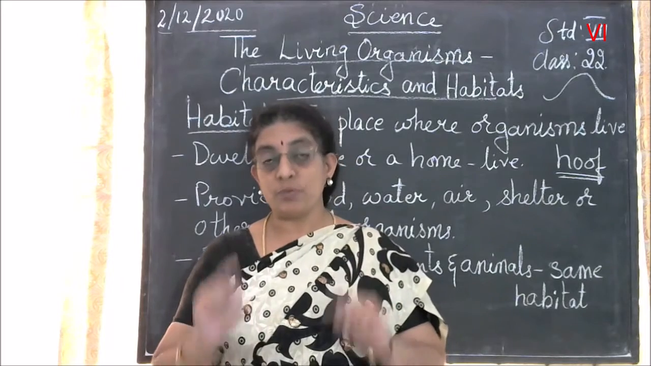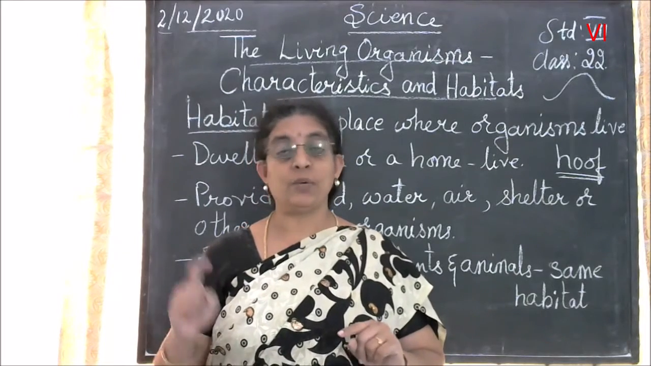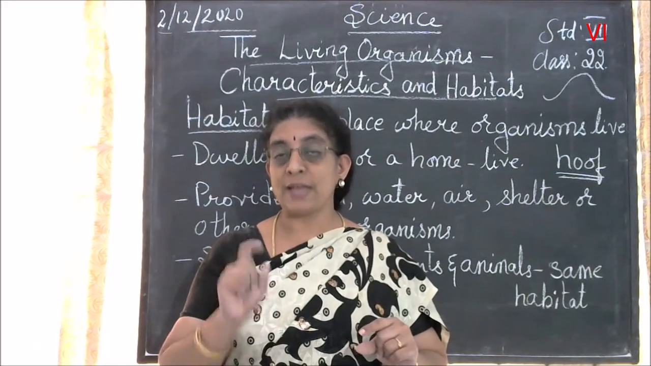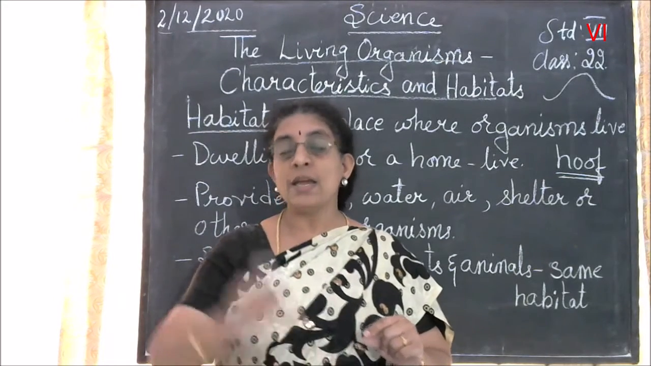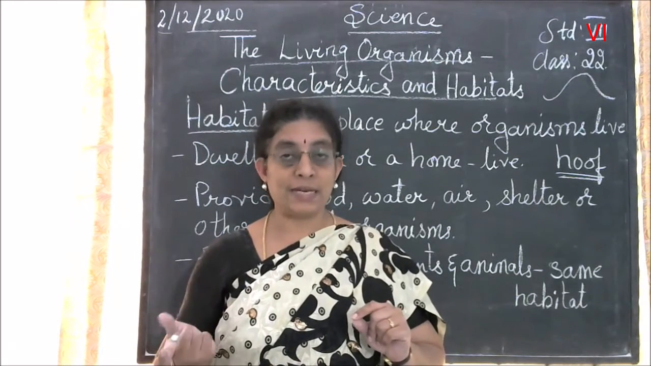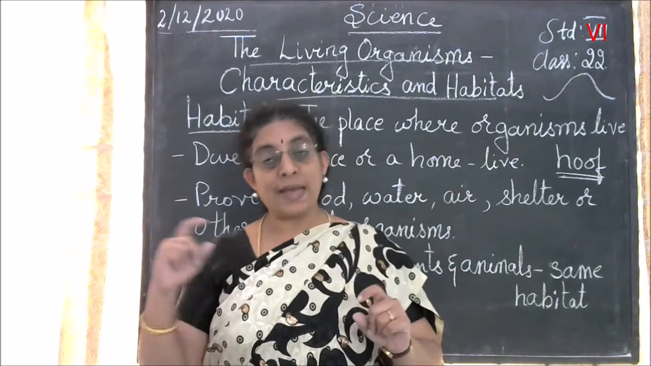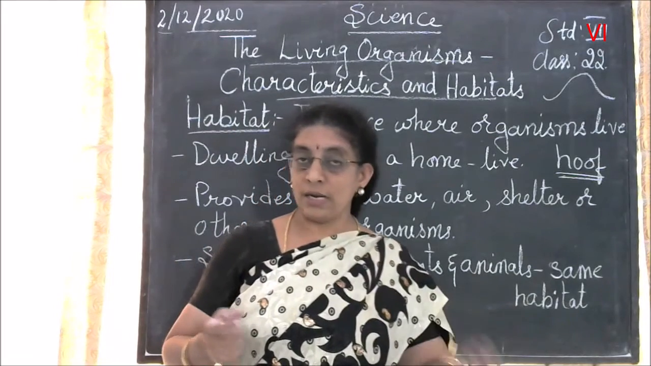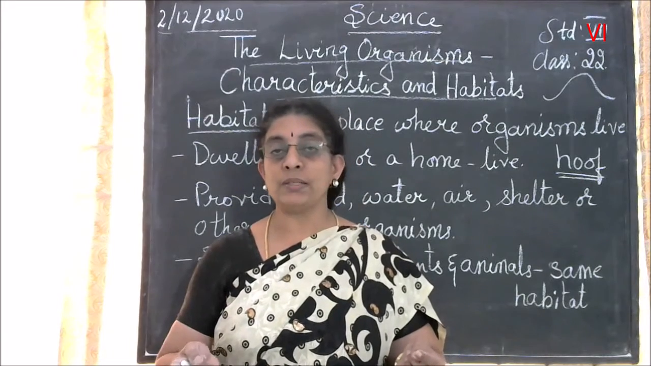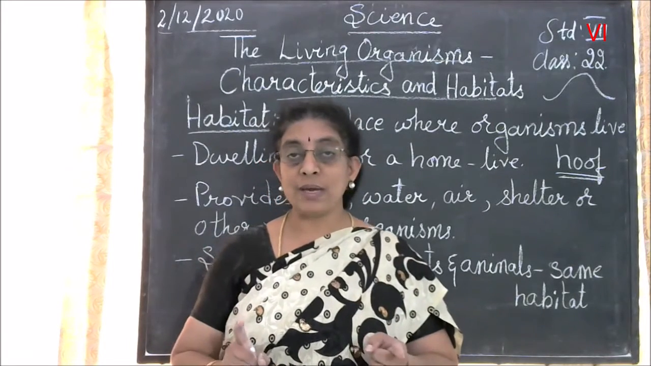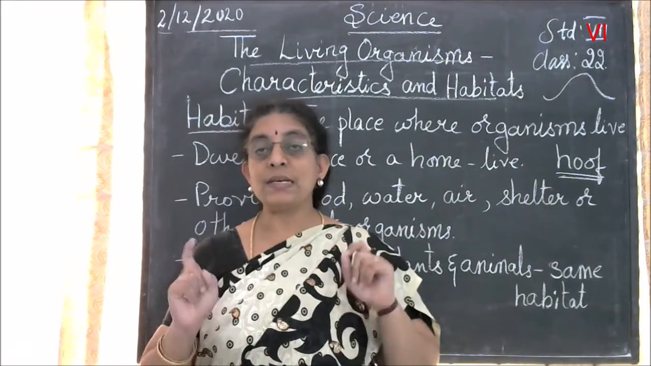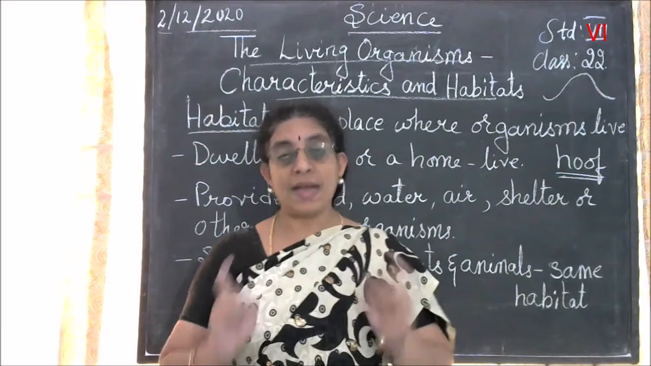That is why when you bring the fish out of water, it will die, because the gills are the respiratory organs for the animals which live in water, and the animals which live on the land have got lungs as their respiratory organ. So the animals which live on the land cannot live in the water, and the animals which live in the water cannot live on the land. So I have given you examples to show how the animals and plants live in different types of habitats.